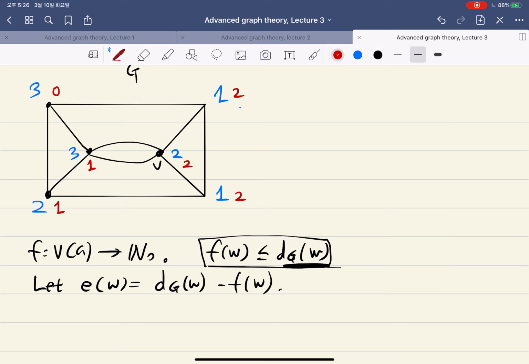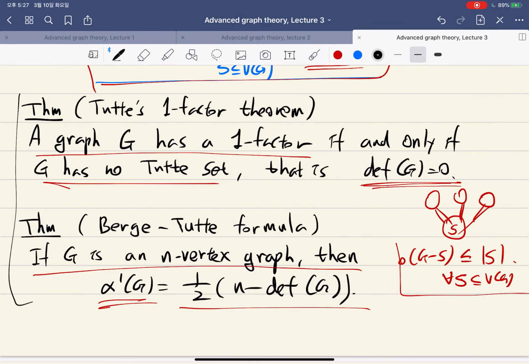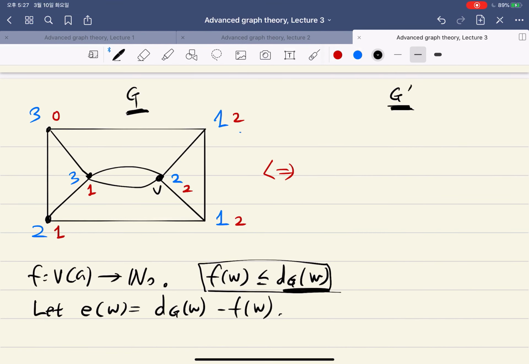What we want is to consider some other graph, G prime, so that if we find a perfect matching in G prime, that gives us an f-factor in G, and if we find an f-factor in G, that gives us a perfect matching in G prime. Because by the Berge-Tutte formula, we already know how to deal with perfect matchings. So we want to change this f-factor problem of G into a perfect matching problem in another graph. Then we apply the Berge-Tutte formula to find the sufficient and necessary condition for having an f-factor.